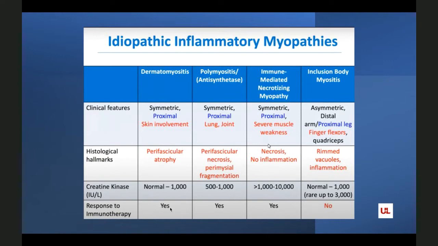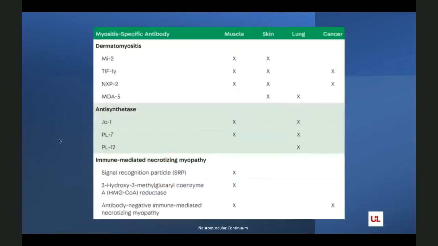The first three respond to immunotherapy. For IBM, so far we don't have any kind of response to immunotherapy. This is again the antibody. As we talked about, TIF1 gamma, the main thing for this is cancer, and MDA5, the main is lung. Coming down to antisynthetase, Jo1 is more common, but PL7, PL12 will have a lot more lung involvement, causing ILD, interstitial lung disease. And in necrotizing, it's only muscle involvement. This was in Neuromuscular Continuum, which was there in 2019.